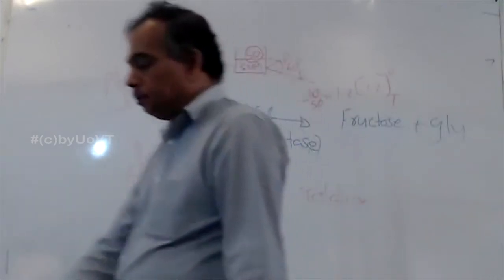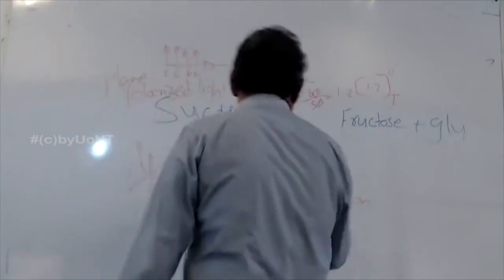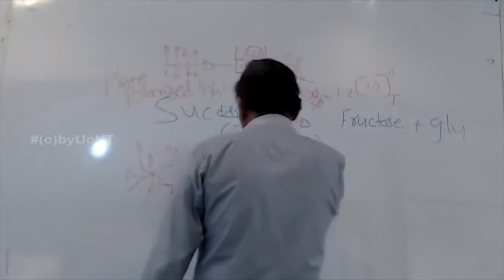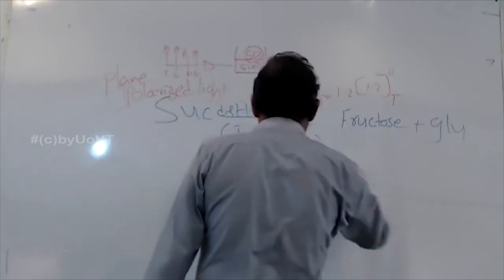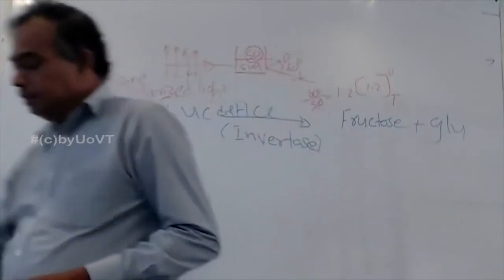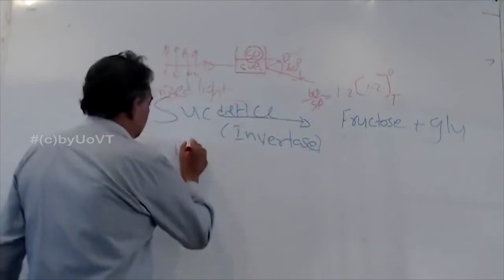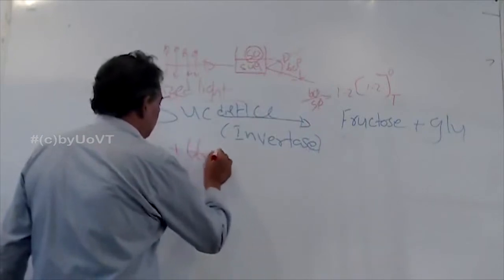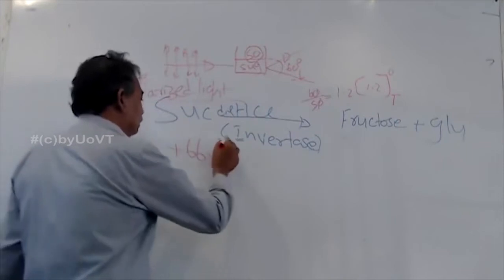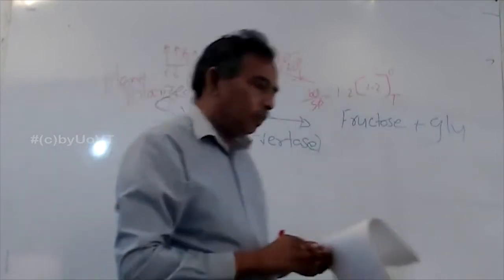Based on this explanation, now I will give the specific rotation for normal conditions in the sucrose solution. It is plus 66.5 degrees, at normal room temperature.